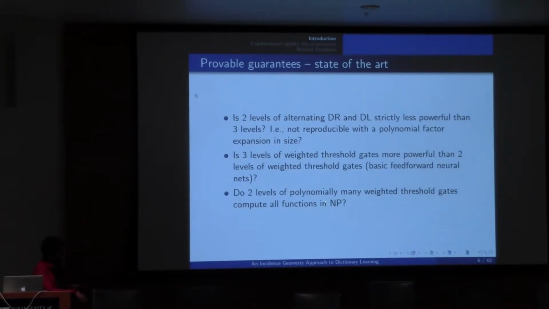And in general, nobody knows, sorry, this is not 2, this is k levels. I mean constant levels, independent of the size of the input, of polynomially many weighted threshold gates. Do they even compute all functions in NP? So this is sort of the spectacular failure of circuit complexity, that we don't even know the answer to this. We don't have an exponential lower bound on the circuit size of unbounded weight polynomial threshold gates of constant depth, right? So we don't know if the traveling salesperson problem can be done with these or not, right?